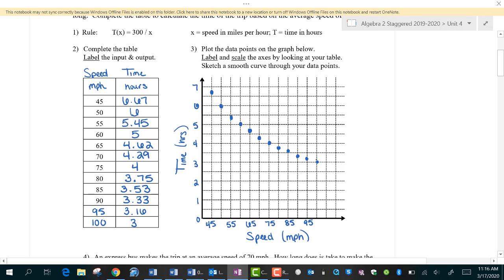So you might start to notice that our graph is not decreasing quite as quickly as it started off. It's almost kind of starting to level out a little bit. And we'll talk about that more throughout the week. So now for my questions.